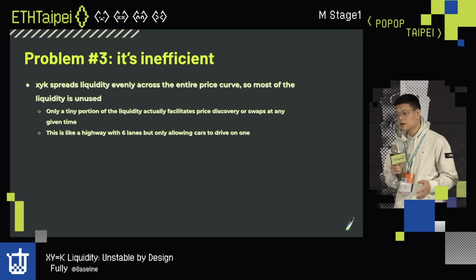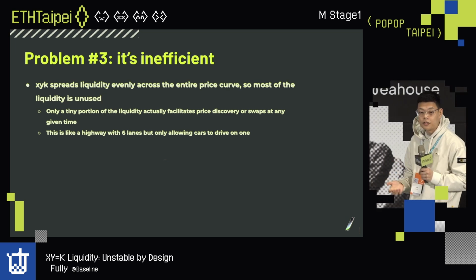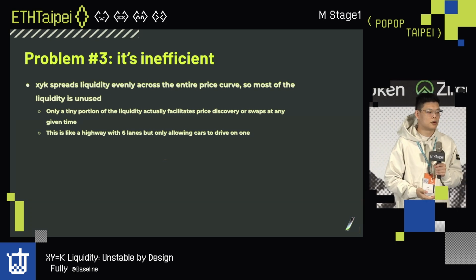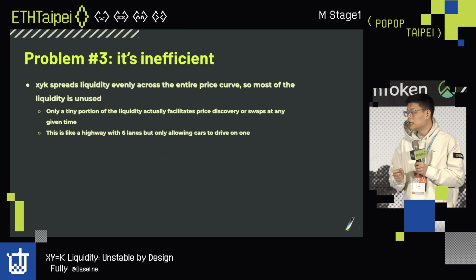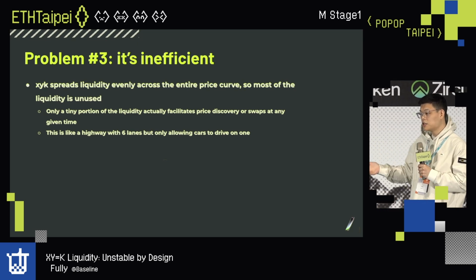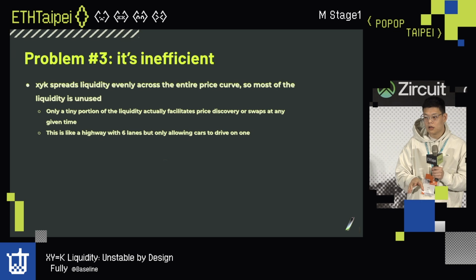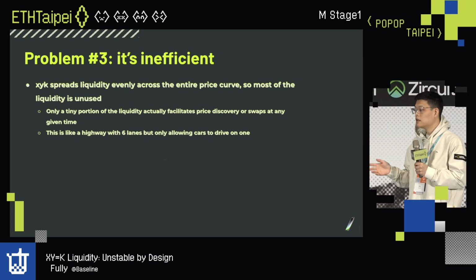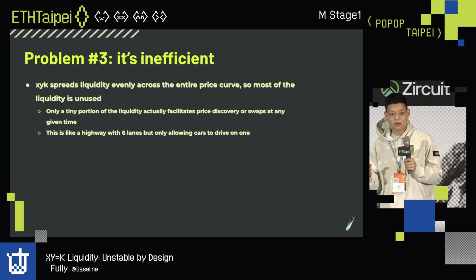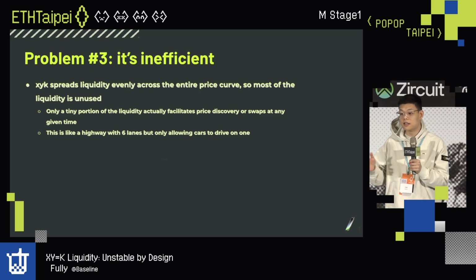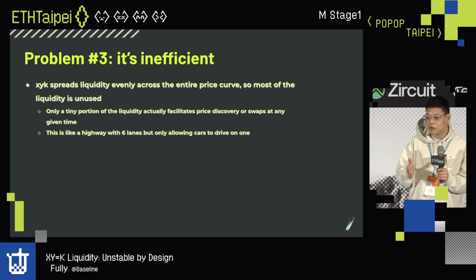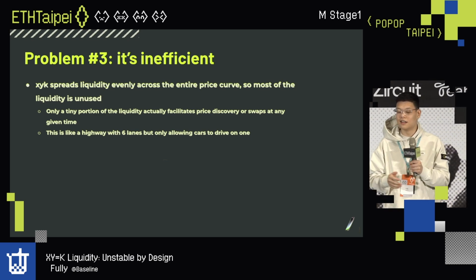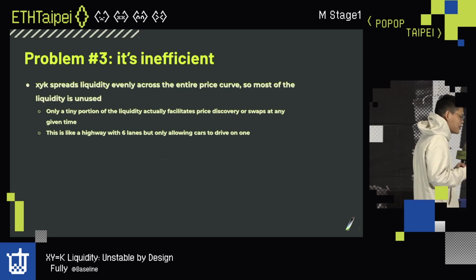Okay, and I would say the third issue with XYK is that it's very inefficient. It spreads the liquidity evenly across the entire curve. I talked about this before, how there's always going to be a little bit of that money left over. But the other problem with this strategy is that you have a lot of money sitting in the pool, but it's never ever going to get used for any purpose. It just sits there. It's completely wasted. To me, it feels like with these pools you've built a highway with like 6 lanes, but you only allow cars to drive through one of the lanes, and the other 5 lanes just sit there for everyone to look at and not use. And a lot of times when you're trading in these pools, that's what it feels like.